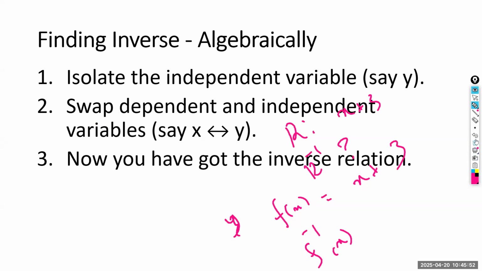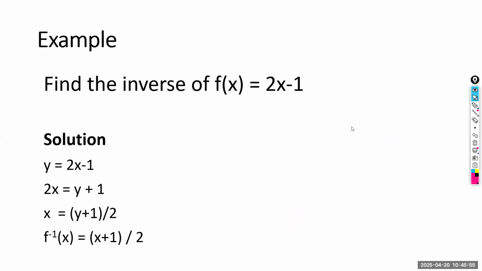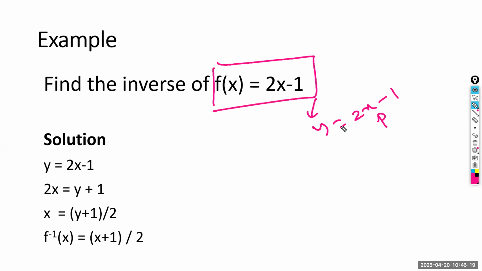How do you do that? Say this is your relation. We will write it as y equals x minus 1, and you remember this is called the independent variable and this is the dependent variable. Or you can call it f(x), or g(x), or h(x), or whatever. So now you want to find the inverse of this relation. What you need to do is isolate x. Now here we have isolated y. Now you isolate x. Say 2x equals y plus 1. Then divide by 2: x is half of y plus 1.